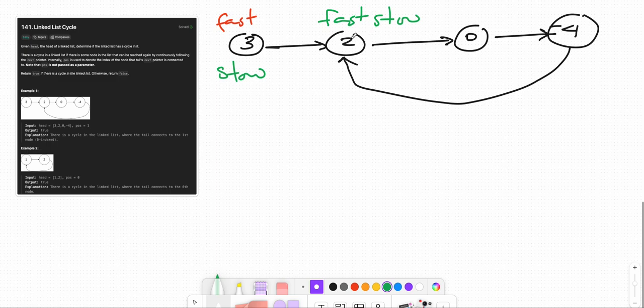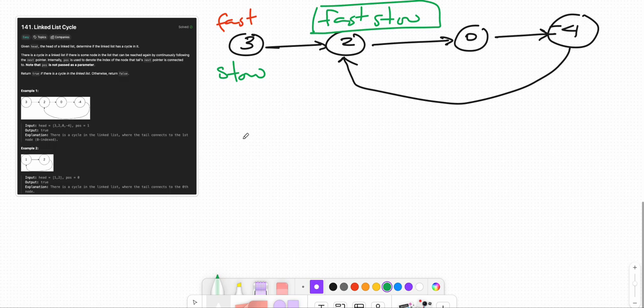Slow moves one step, fast moves two steps. We jump fast to 1, 2, then slow goes to 1, and so on around the cycle. At some point fast and slow will be at the same point. So basically this is how I solve it, right?